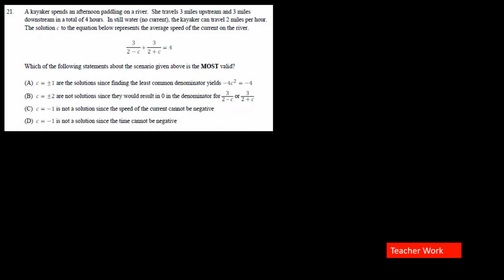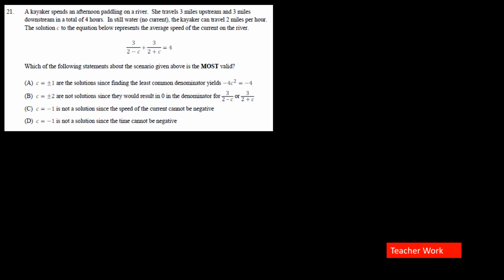So let's go ahead and work this problem out here. It says a kayaker spends an afternoon paddling on a river. She travels 3 miles upstream and 3 miles downstream for a total of 4 hours. In still water, no current, the kayaker can travel 2 miles per hour. The solution C to the equation below represents the average speed of the current of the river.